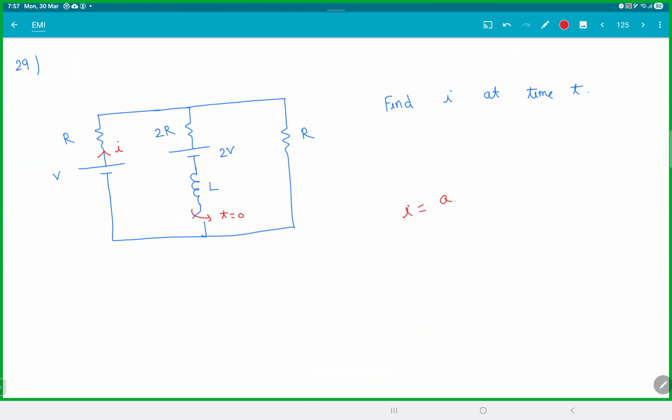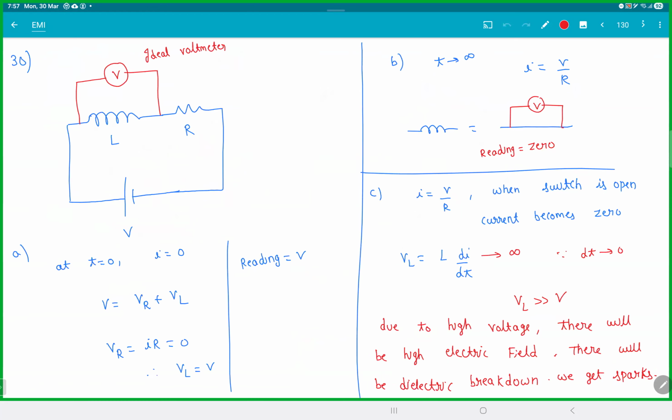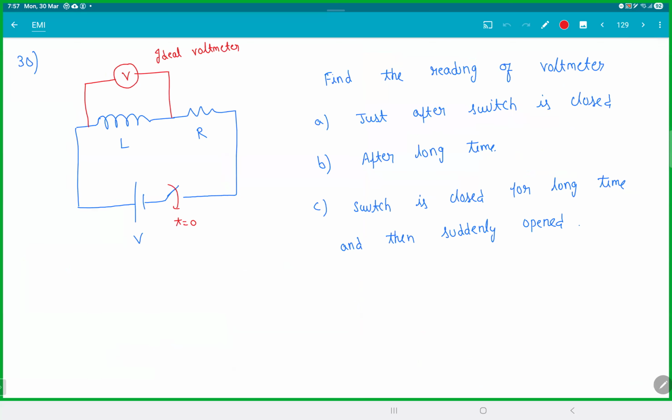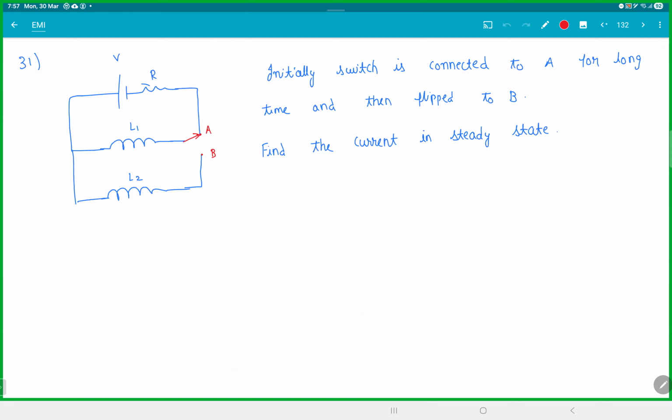I replaced that. And remember how we do this thing? We'll use a general method. A equals A plus B e to the power minus t by tau. Remember, find the time constant, find the initial condition, find the final condition, substitute, and you'll get it. So you can do one question. It helps you. In this question, 30 C you should try. This will be a good mains question. 31 also you should do.